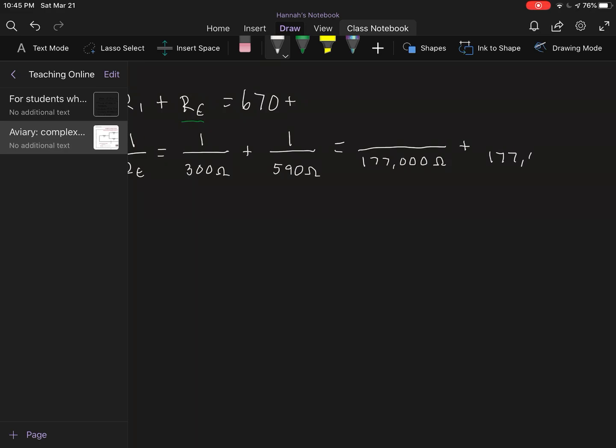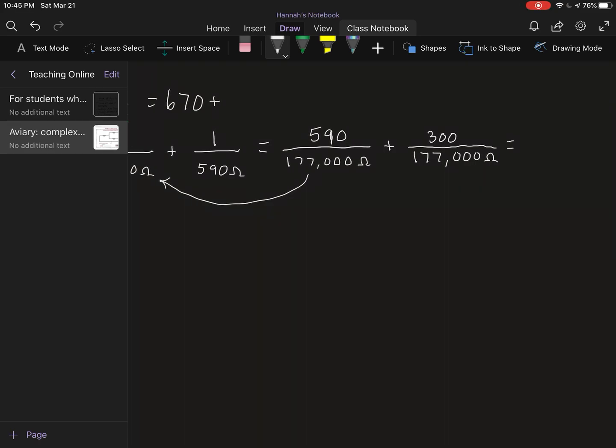The common denominator is 177,000. You can check, but I'm right. If you divide your 177,000 by your 300, that gives you 590, because we literally just multiplied them. These should be whole numbers, and they end up just being each other, because we only use two numbers to multiply with. Then I add these together, I get 890 over 177,000.